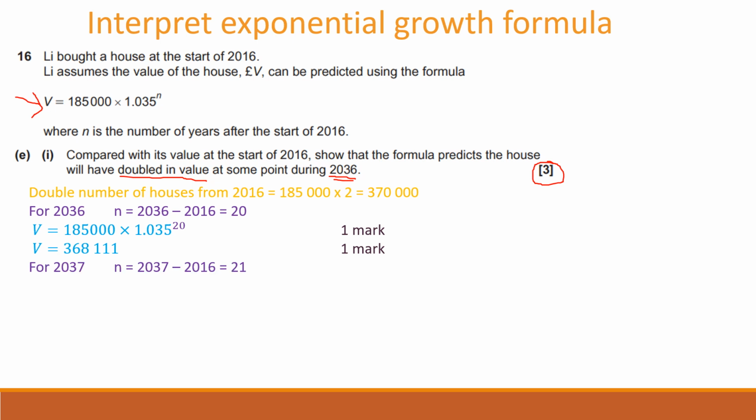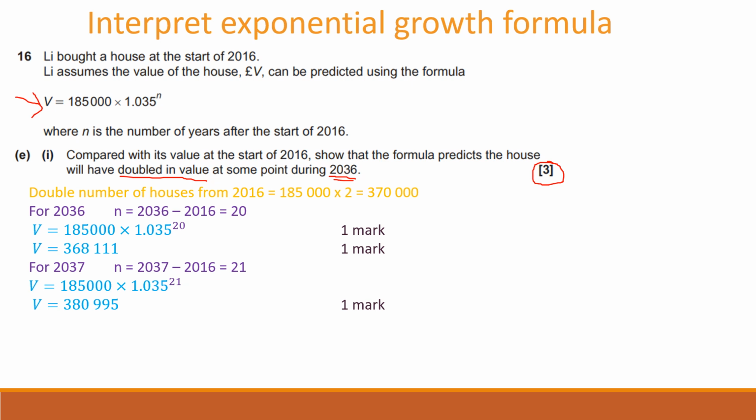So n is now going to be 1 year later, or one more year, which is 21. And if I type 21 in, I get 185,000 times 1.035 to the power of 21, which gives me 380,995 for 1 mark. So that is my third mark.